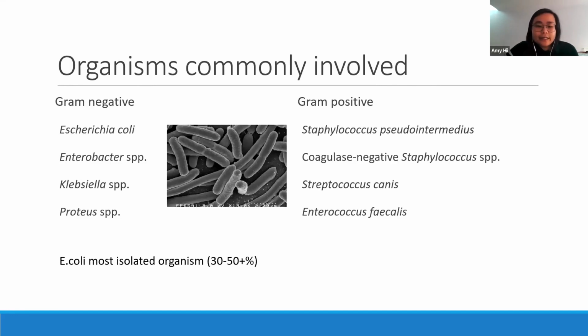In Australia, E. coli is by far the most isolated organism from urinary tract samples. Ree found about 59% in her study. Overseas, it ranges from 30-something to 50-something percent. E. coli was also the most commonly found as a single growth, whereas Enterococcus faecalis and Streptococcus canis were most commonly found in mixed growths.